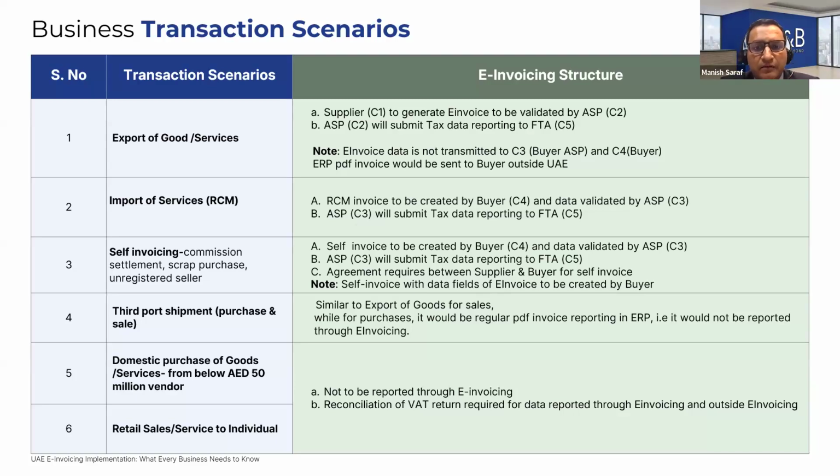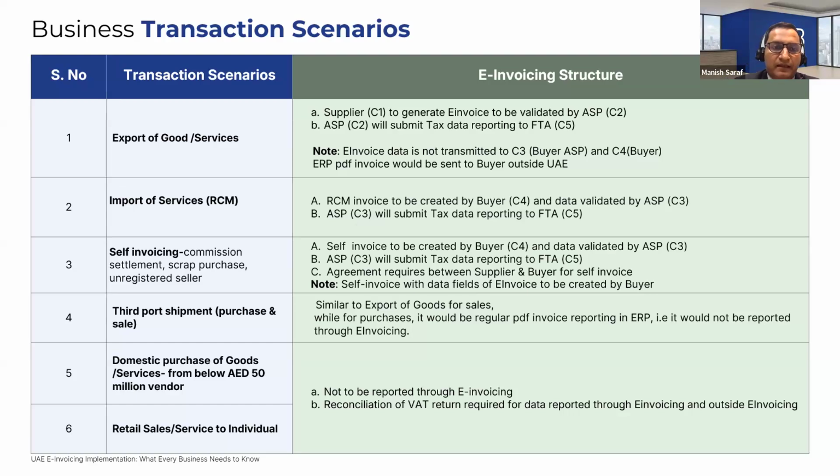Then again, you will have to follow that C4 buyer validated by the ASP, tax reported to the FTA. But the additional part which has to be there is an agreement between the buyer and the supplier that the supplier is not generating an invoice. There needs to be a declaration given by the supplier that he is not generating the invoice because you are generating the invoice as a buyer in your system, and then tax is getting reported through your system.